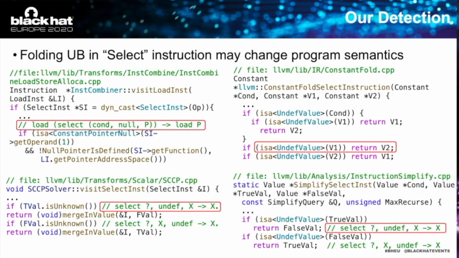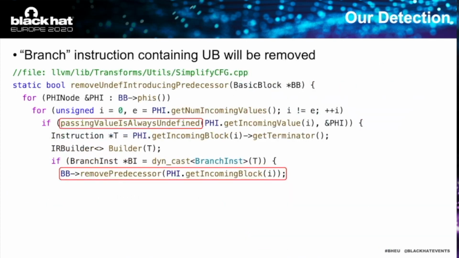Inspired by the previous quiz, we first focus on select instructions. These are some code snippets where undefined behavior will be folded in select instructions. These optimizations will change the control flow graph by removing undefined behavior instructions. Branch instruction is similar to select instruction. If a branch contains undefined behavior, it will be removed. If a deleted branch is used for a sanity check, it will lead to security bugs.